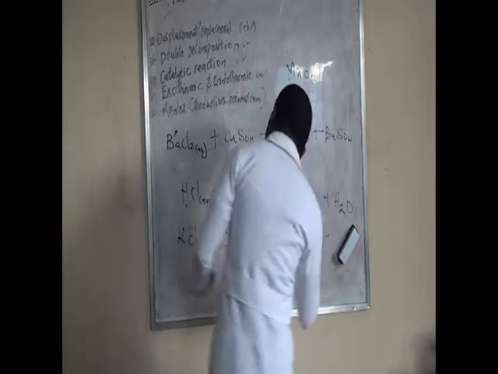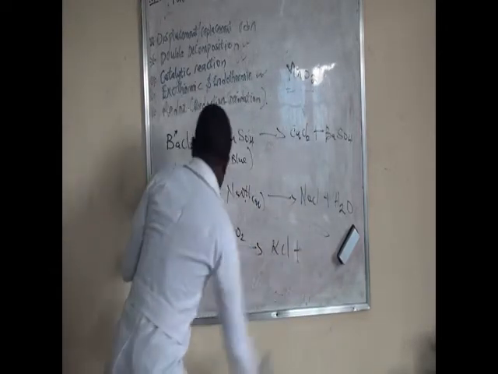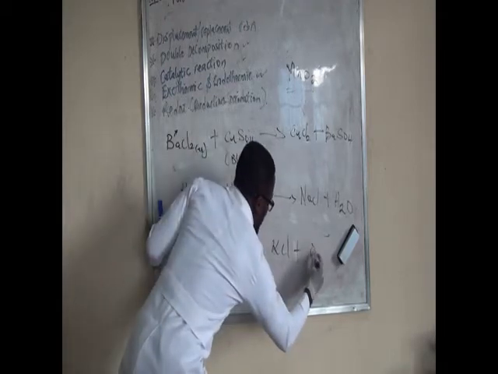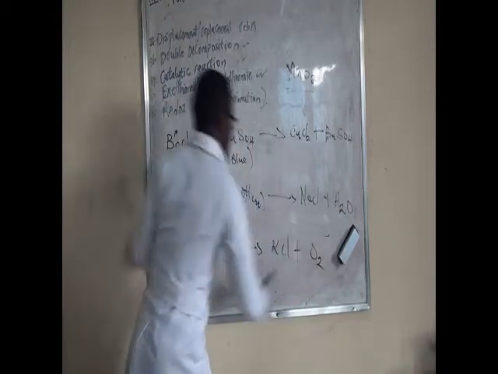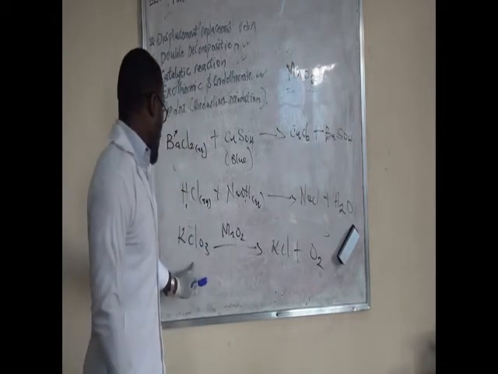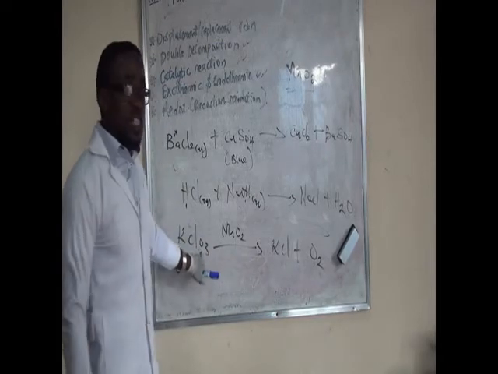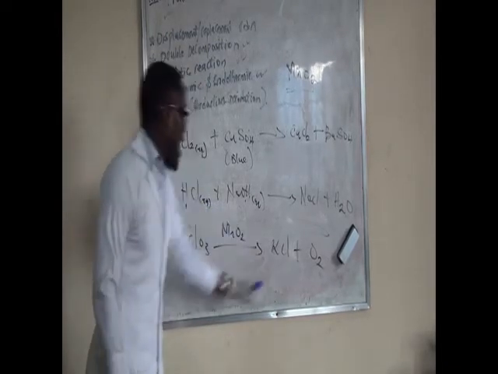Look at this: potassium chlorate has been decomposed to give potassium chloride, and oxygen is being given off as a gas. Now, you balance the chemical reaction, and you see what it means.